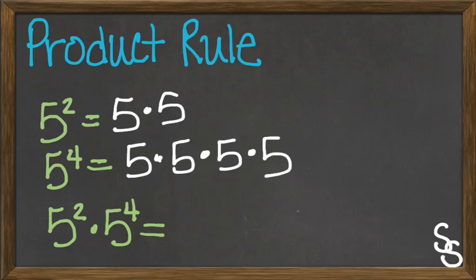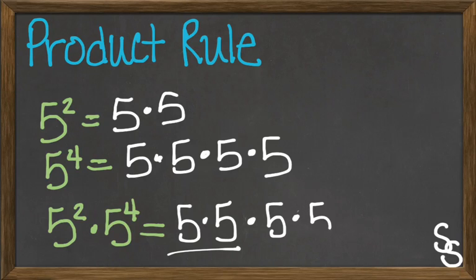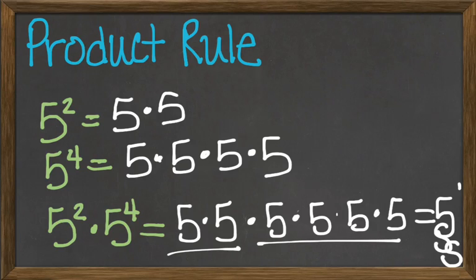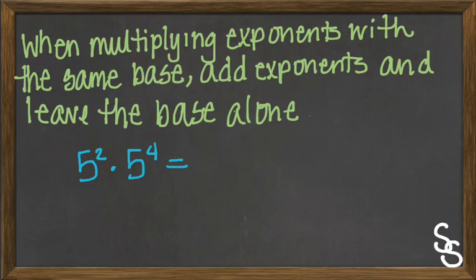Now when we multiply these two things, 5 squared times 5 to the 4th power, this gives us 5 to the 6th power. When multiplying exponents with the same base, you're going to add the exponents and leave the base alone. So this becomes 5 to the 6th power.